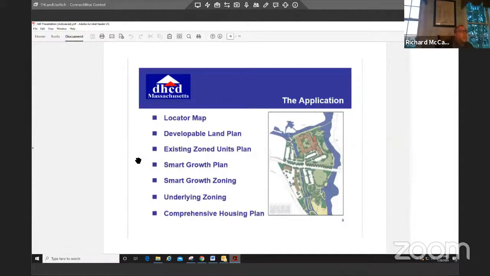This is some of the pieces to what an actual application would entail as well. That was from DHCD.